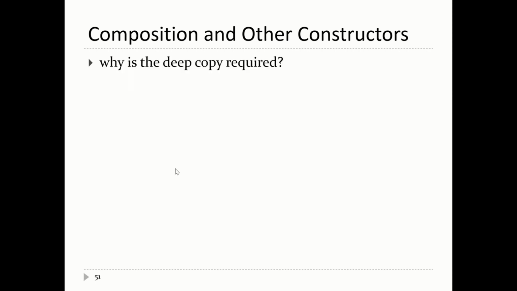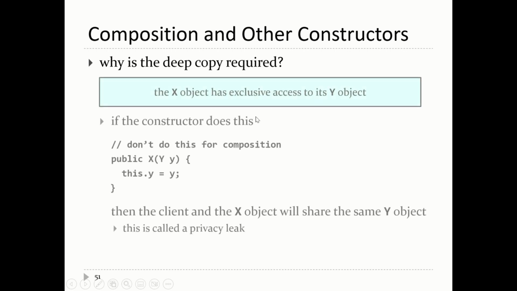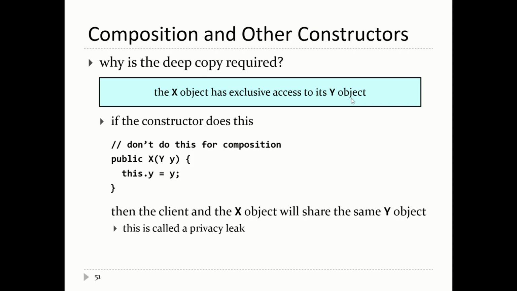So why do you need that copy? In order to ensure that X has exclusive access to Y. If you write this, which is what you would have written if you're implementing an aggregation, then what happens? This Y and Y are the same object. You're now sharing your internal Y object with whoever just called the constructor. When this happens, that's called a privacy leak. Whenever a class or an object inadvertently shares one of its internal fields, that's called a privacy leak.